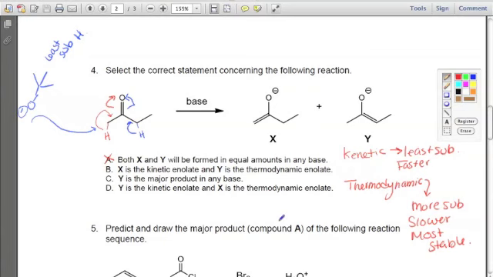Okay, so let's see here, which one is the most stable? Y is the most stable because it has a more substituted double bond than X. It would also occur a little bit slower because it's going to be harder to get into that position of the hydrogen that we have drawn in on the other side. So Y is the thermodynamic, and this is saying X is a kinetic and Y is a thermodynamic. So your answer is B.